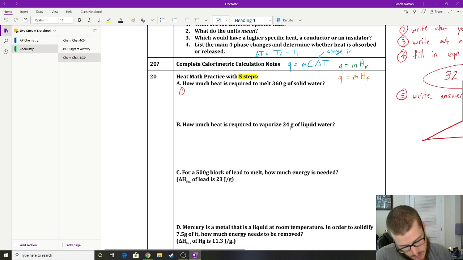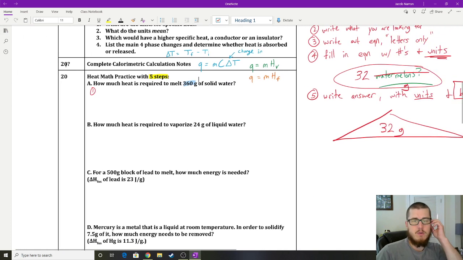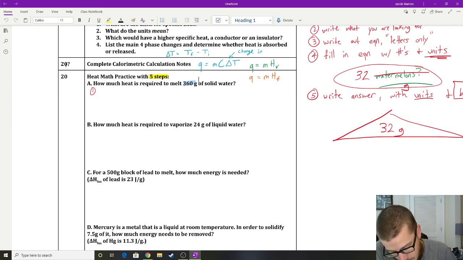Number one. So step number one, I can look at my list and it says write what you know. So let's see, what is this problem actually giving us? Well, it says 360 grams of solid water. Wow, that's so useful. They gave us one piece of information. So I'm going to go and write it down. Okay, I'm going to start. Well, mass equals 360 grams.